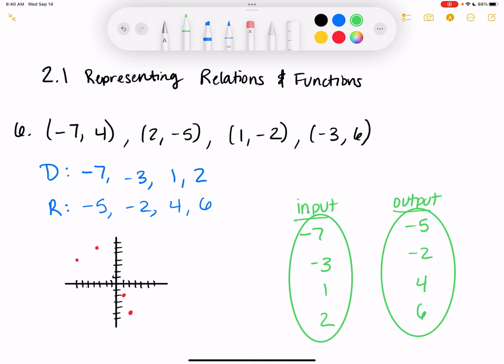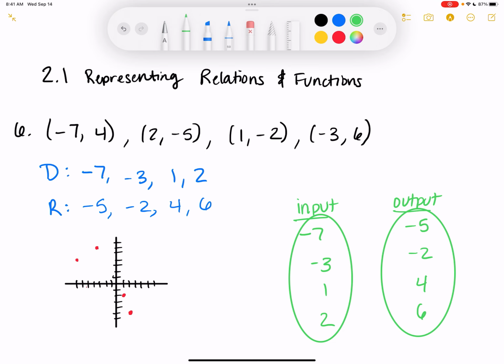Then you draw a line to match the input with its output. If an input had two outputs, I would draw two lines. Like if -7 was repeated, I would draw two lines off of -7. And if an output was repeated, like let's say 4 was repeated, then obviously there are going to be two lines going to it. So these don't have to have the same number of values in each column.